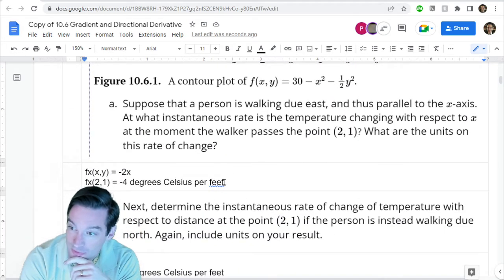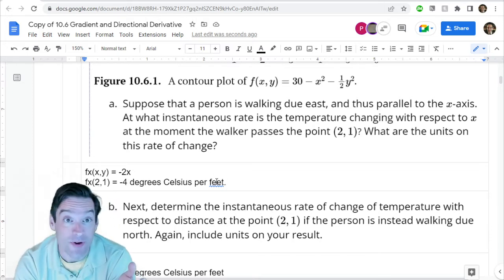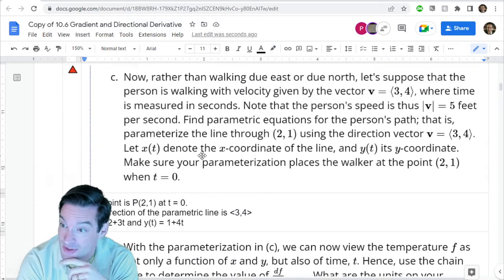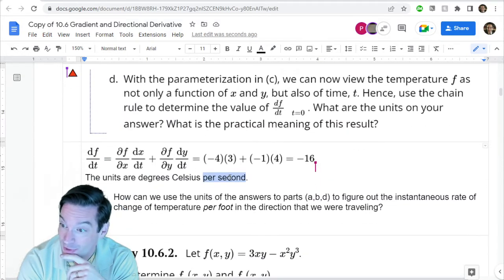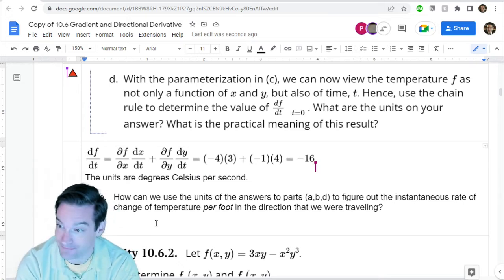But the partial derivatives are just slopes, right? And so they were the rates of change per foot. So distance is the denominator unit here, and time is the denominator unit on this one. So how can we travel in between those worlds? How can I use the rate of change per second? What information would I need in order to turn that into a rate of change per foot?